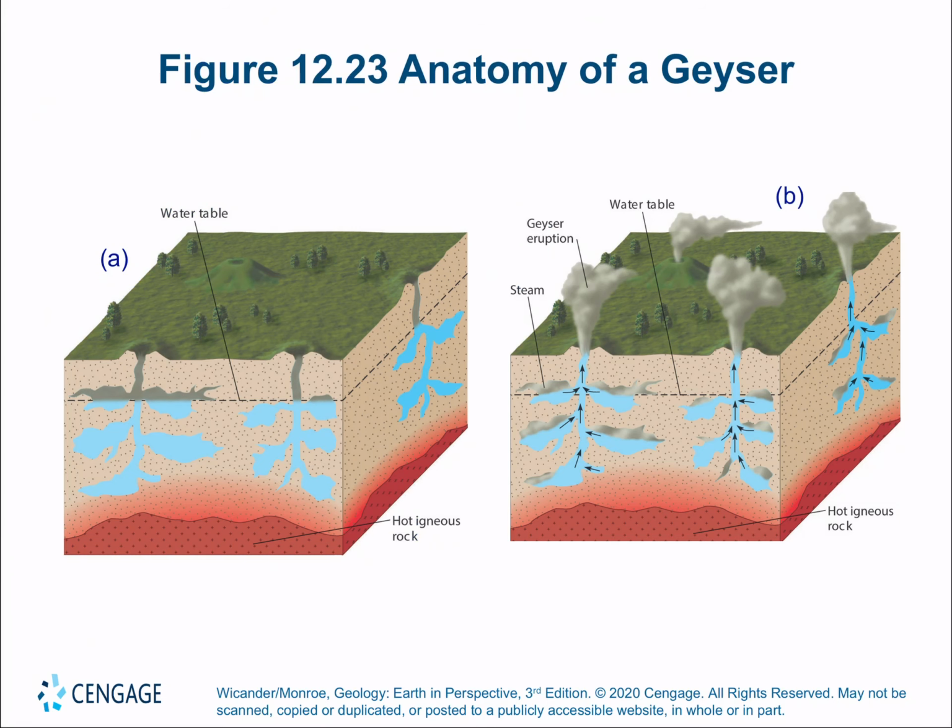This picture shows a good anatomy of a geyser. You can see the dotted line is your water table. Notice that red at the bottom is your hot igneous rock. That heat rises upward. So you can see how that water gets heated from the igneous rock and will eventually erupt as your geyser.